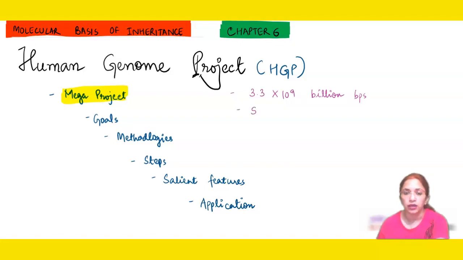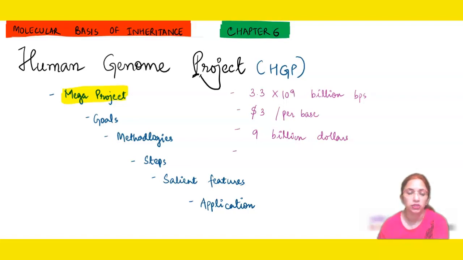Now, one thing more, $3 were required per base to sequence, right? This is also important. How many dollars were required to sequence a base in the Human Genome Project? Answer is $3. Okay, and that brought its estimated cost to $9 billion. Okay, huge amount of expenditure was required. That is why it was a mega project.